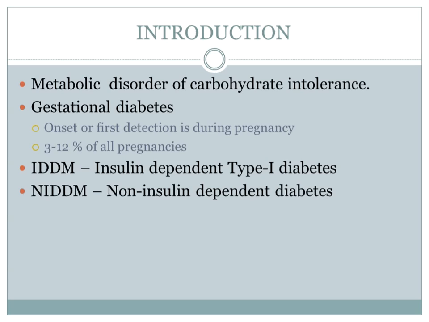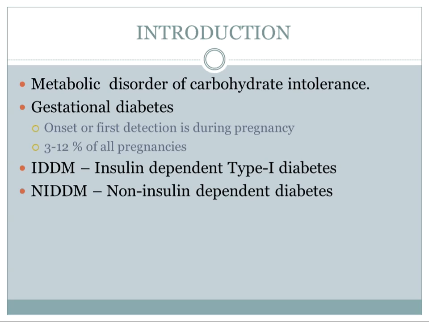So, how do we define this gestational diabetes? It is the carbohydrate intolerance or hyperglycemia that is detected for the first time in pregnancy. The patient has come to you and you have detected that she is diabetic. Then we call it gestational diabetes mellitus.